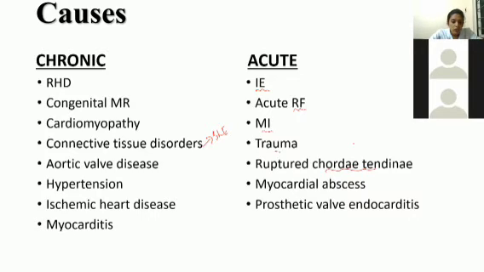Obviously, the valve won't function or won't close properly. That will finally lead to regurgitation. So that is about ruptured chordae tendineae. Then myocardial abscess. Then prosthetic valve endocarditis. Even after valve replacement, infective endocarditis can occur and again lead to mitral insufficiency. I'm again saying regurgitation is also known as insufficiency.